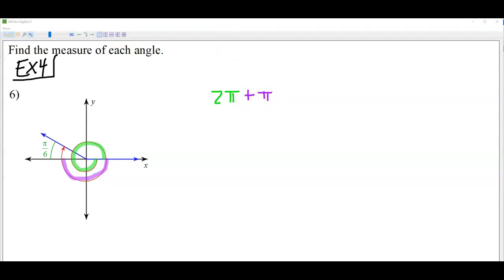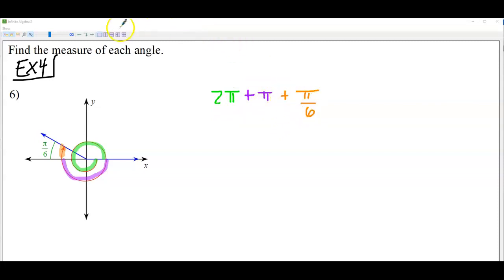And then after that, we have this little extra piece that's left over, which they actually just gave me. So I don't need to find any missing pieces here. Every piece that I need, I can easily just look at to know what it is. So there's our answer. We have 2 pi plus pi over 6.